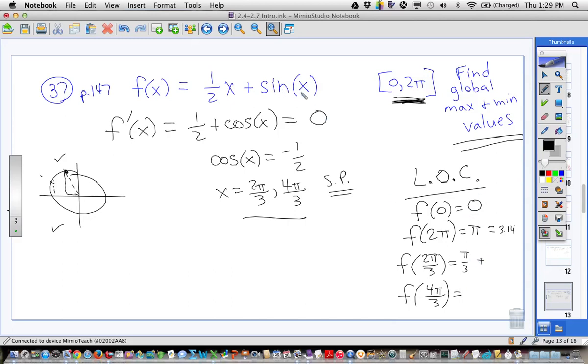Plus, what's sine of 2 pi thirds? So go back to our unit circle. Sine of 2 pi thirds would be the y value, that's root 3 over 2. That's about 0.8, 0.86, something like that. So we'll call it 0.8. So that's root 3 over 2, okay? But that's about 1.8. Well, that's not higher than 3.14, and it's not lower than 0, so, okay? So that's good enough. 4 pi thirds, 1/2 times 4 pi thirds.